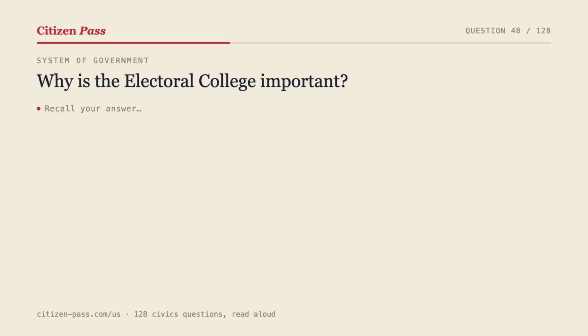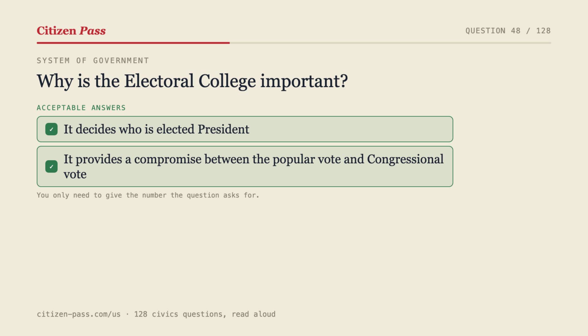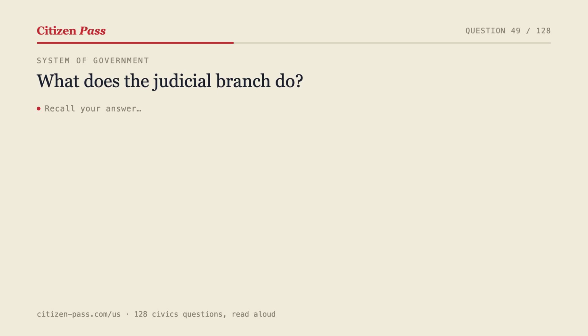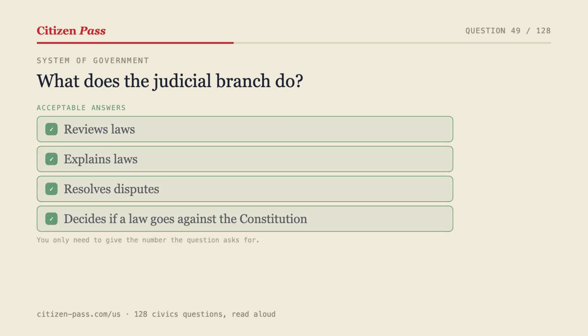Why is the Electoral College important? Acceptable answers include it decides who is elected president, or it provides a compromise between the popular vote and congressional vote. What does the judicial branch do? Acceptable answers include reviews laws, explains laws, resolves disputes, or decides if a law goes against the Constitution.